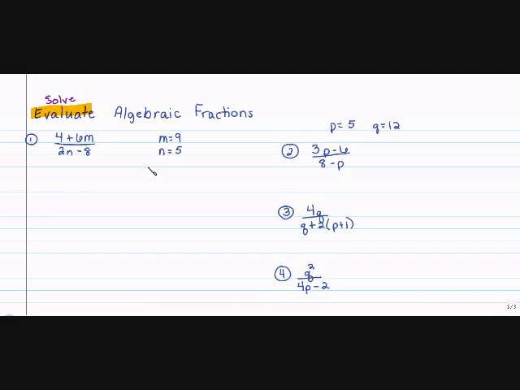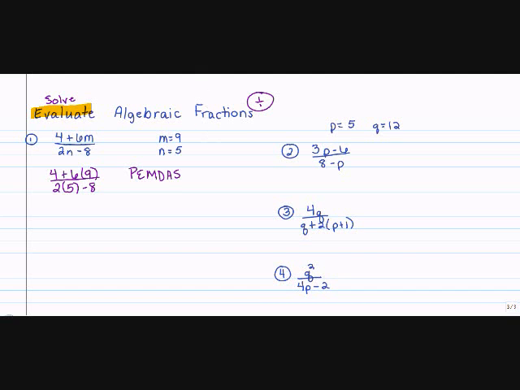In this first problem, m plus 6m divided by 4n minus 8. And remember, fractions also mean division. It's just another way to write a division problem. We have 4 plus 6 times my m, which is 9, divided by 2 times my n, which is 5, minus 8. I'm going to use order of operations, or PEMDAS, to solve.